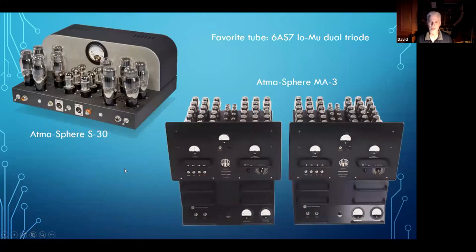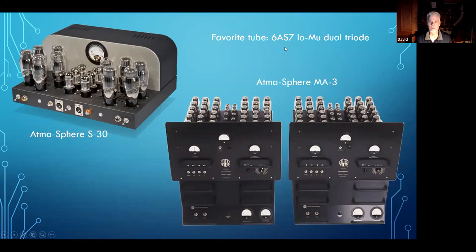And probably the best known OTL amplifier maker is Atmosphere, and they make a fairly broad number of different models. But again, when they get up into the higher power, like the MA3, you've got a lot of tubes to maintain, and they can fail.